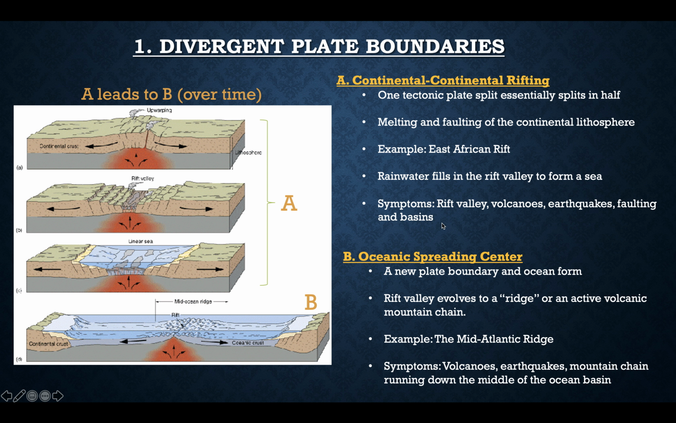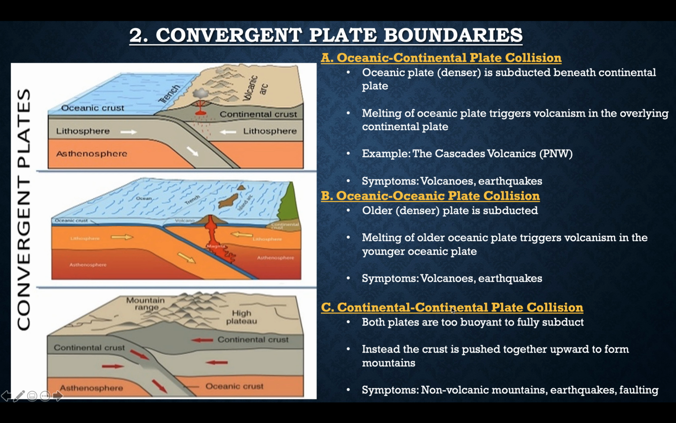So pay attention to the symptoms here, because in your homeworks and those quizzes, I asked you about this. What would you get at each type of plate boundary? At continental rifting, you're going to get volcanoes, you're going to get earthquakes. Any time that magma can reach the surface, you get a volcano. Any time you're at a plate boundary, you're definitely going to have earthquakes. So make sure you know that. Oceanic spreading center, right? You also have volcanoes and earthquakes.